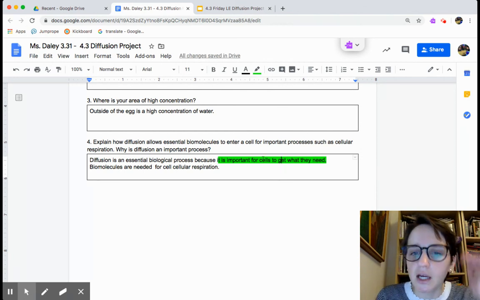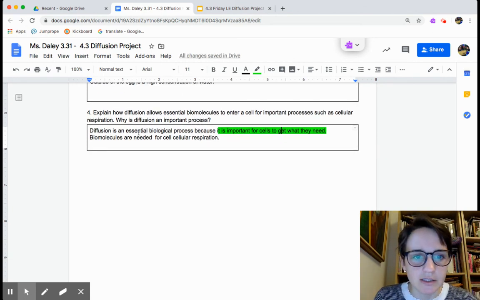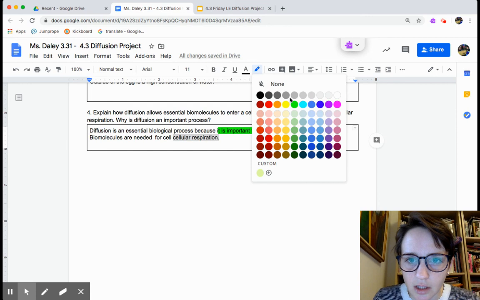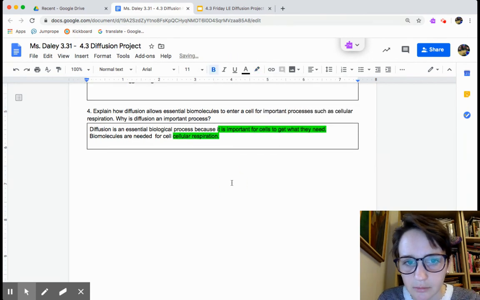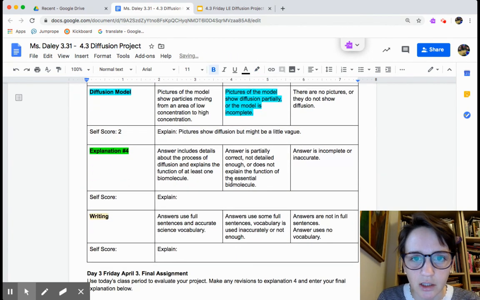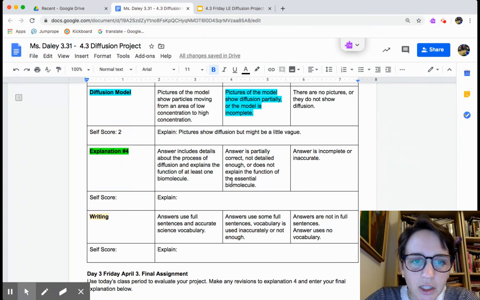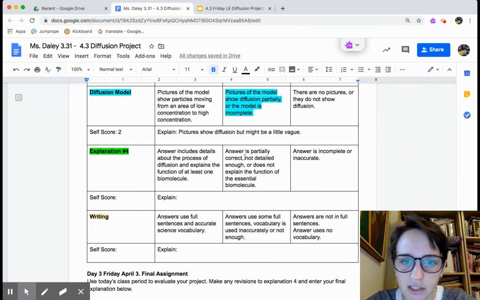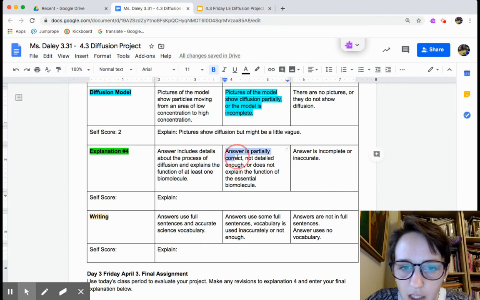And that was kind of vague. Let's see. Here's my function. Cellular respiration. I have one function. That's good. Let's see. I'm going to come back down here and decide. Explanation 4. I don't think that I had enough details. Let's see. I think my answer is not detailed enough.